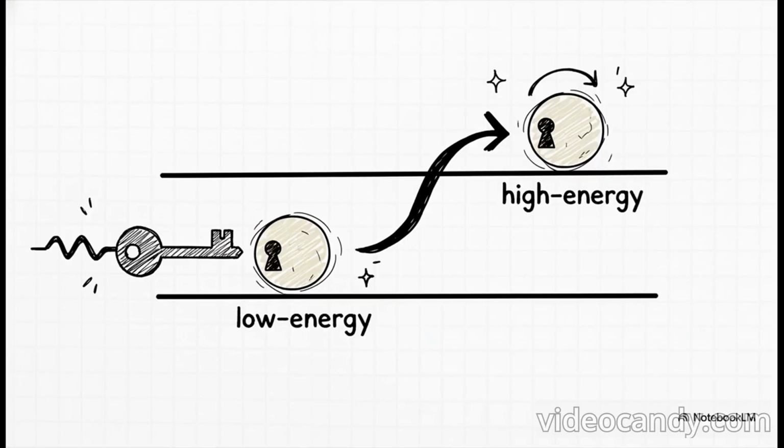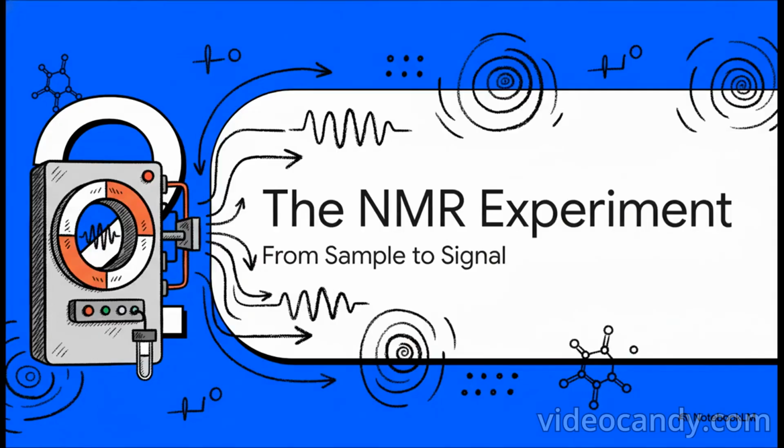And this is where it gets really cool. We can hit these aligned nuclei with a quick pulse of radio waves. But it can't be just any radio wave. If the pulse is tuned to the perfect frequency, a nucleus in that comfy low-energy state will absorb the energy and flip up to the high-energy state. That perfect energetic match, that is resonance.